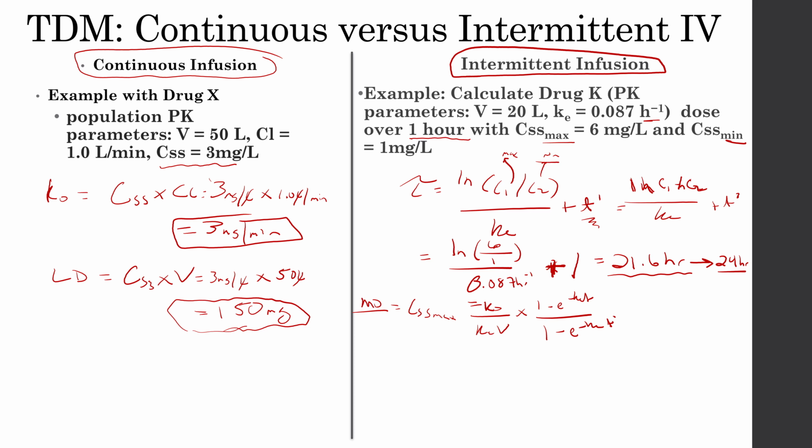Then if we rearrange this so we actually solve for K naught, just showing you how the equations connect from earlier in the equation sheet to get our actual infusion rate or maintenance dose for an intermittent infusion. Then it turns into CSS max times KEV times 1 minus e to the negative KE tau over 1 minus e to the negative KET prime.